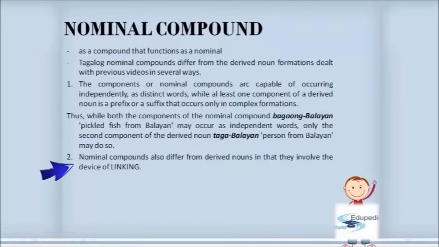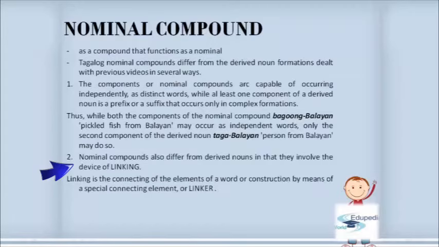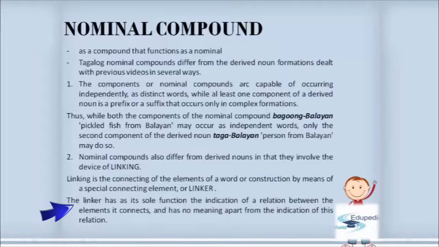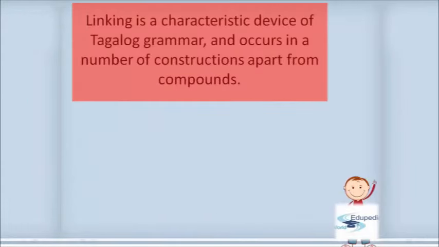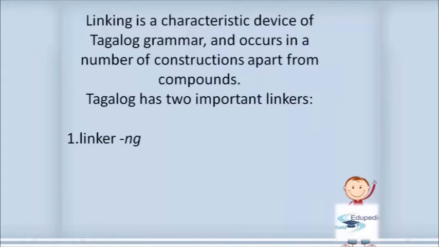Second, nominal compounds also differ from derived nouns in that they involve the device of linking. Linking is the connecting of the elements of a word or construction by means of a special connecting element, or a linker. The linker has as its sole function the indication of a relation between the elements it connects, and has no meaning apart from the indication of this relation. Linking is a characteristic device of Tagalog grammar and occurs in a number of constructions apart from compounds. Tagalog has two important linkers: na and nang.